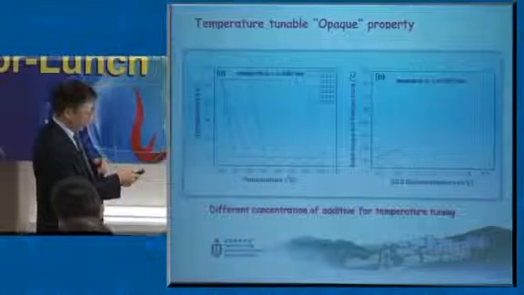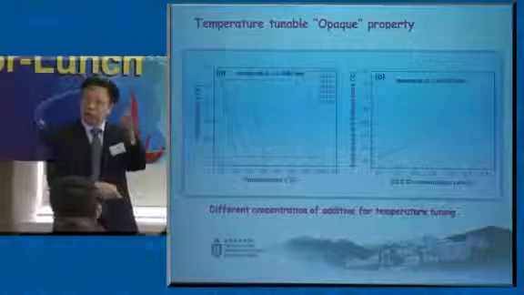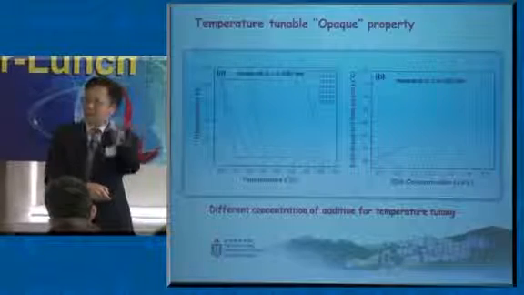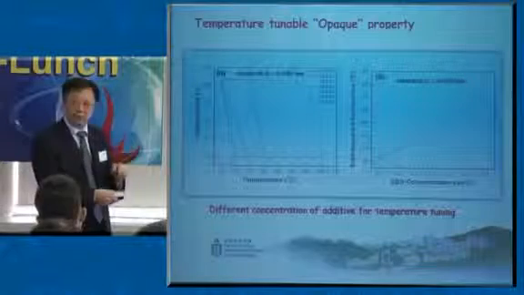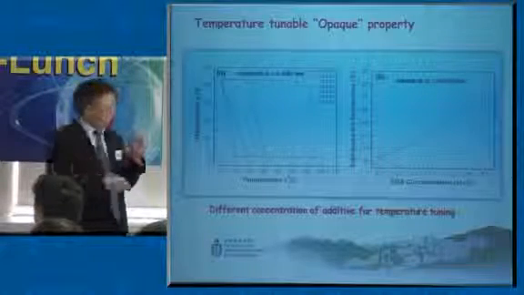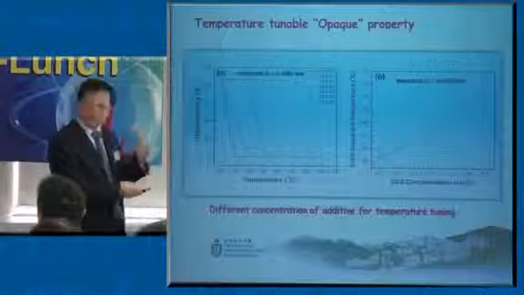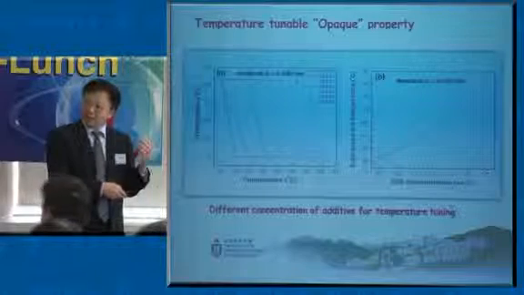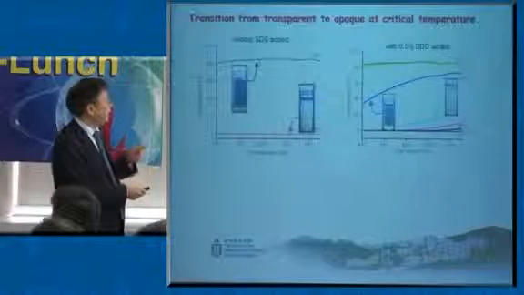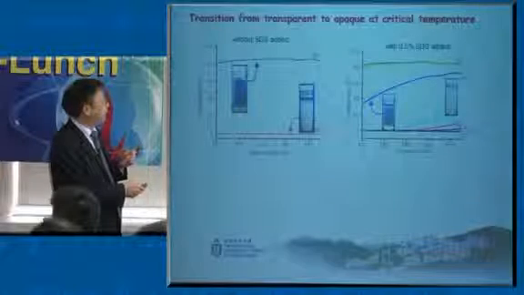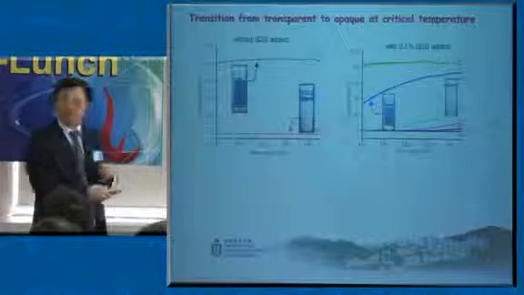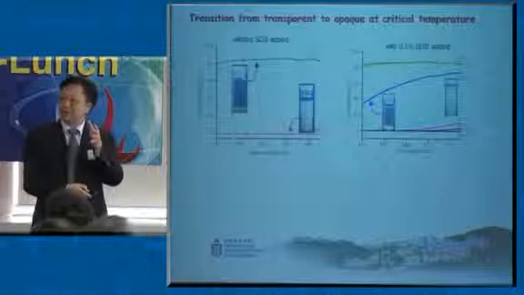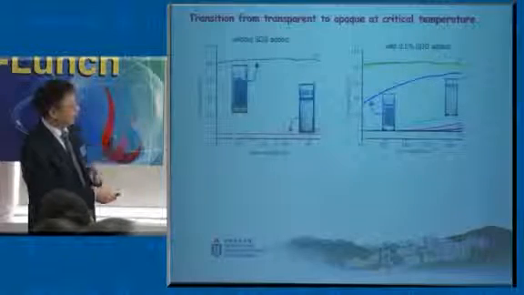Here is the transition. You can tune the transition temperature for different applications just by changing the additives in the polymers. Here is a demonstration. At low temperature it's transparent, like water, and at high temperature it becomes opaque. You can see the difference.